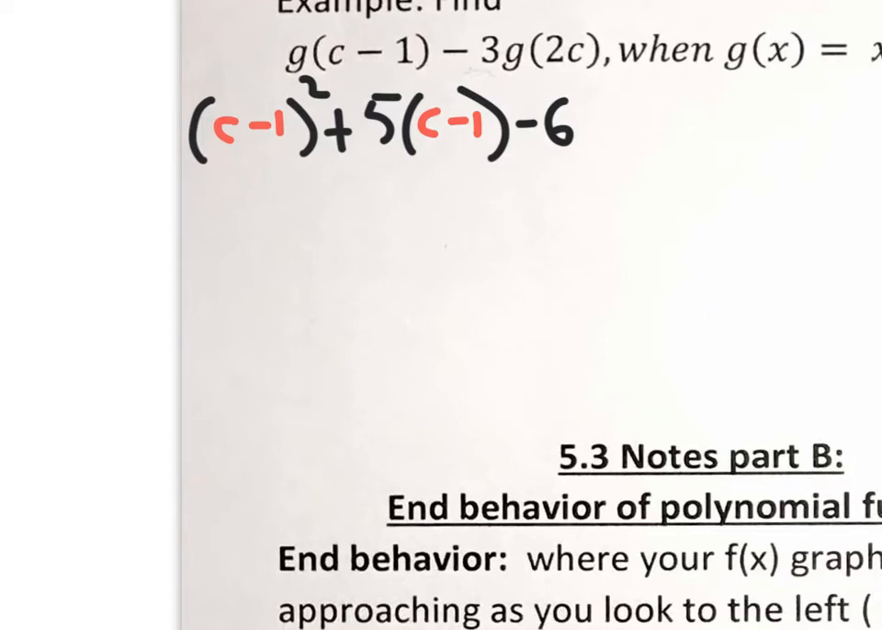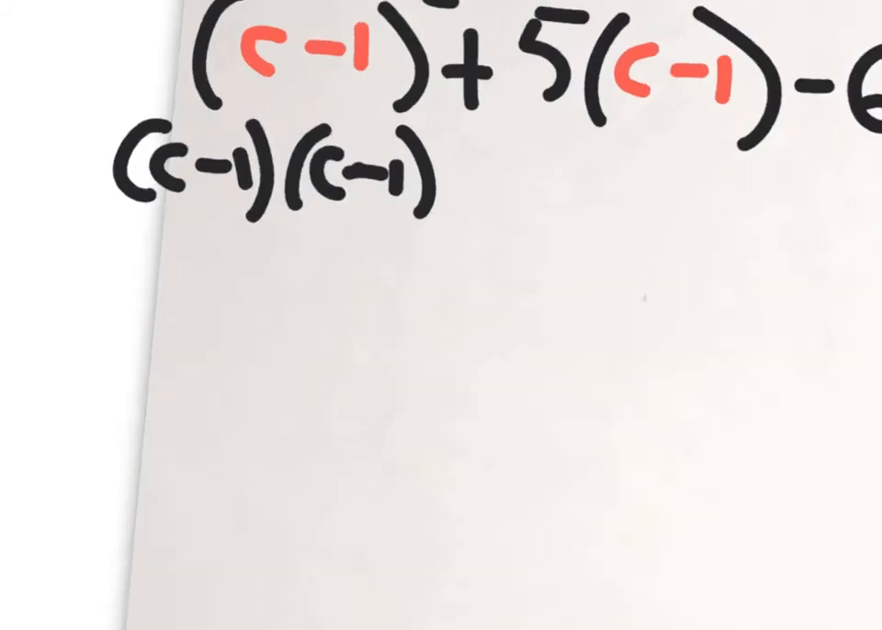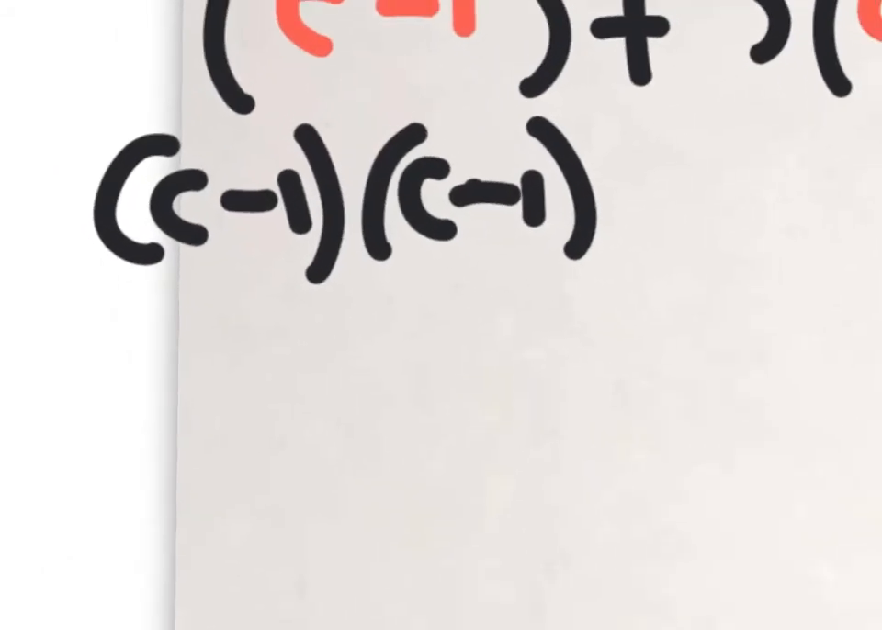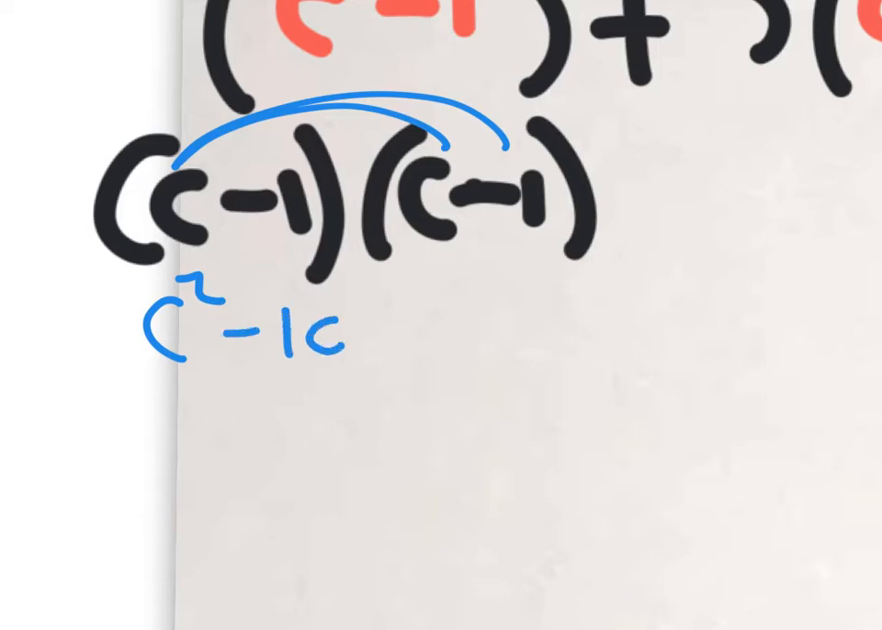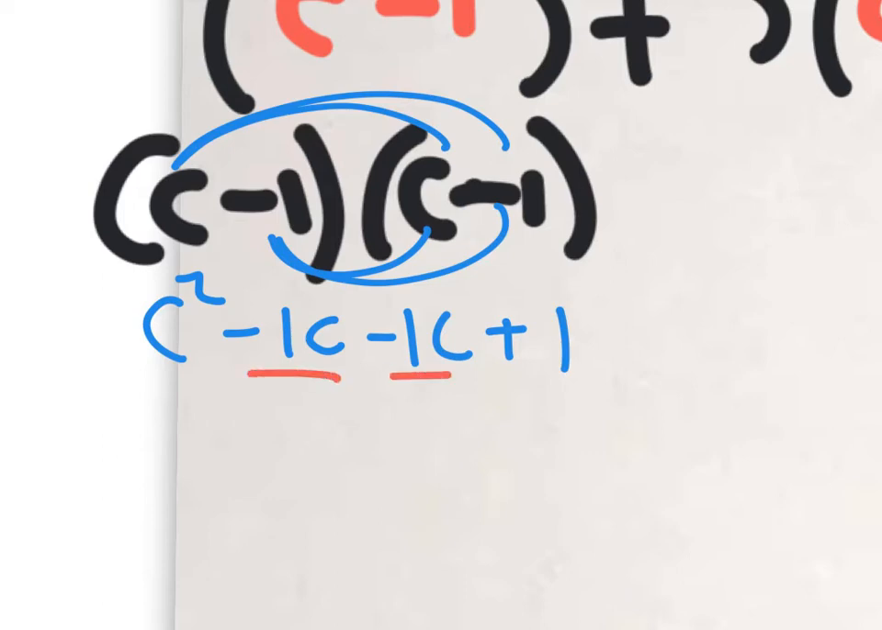In order to do the c minus 1 squared, you have to write it twice. So you're going to have c minus 1 times c minus 1, and you're going to have to do some distributive property. So c times c is c squared, c times negative 1 is negative 1c, negative 1 times c is negative 1c, negative 1 times negative 1 is positive 1. You could combine the middle terms. You'll have c squared minus 2c plus 1.